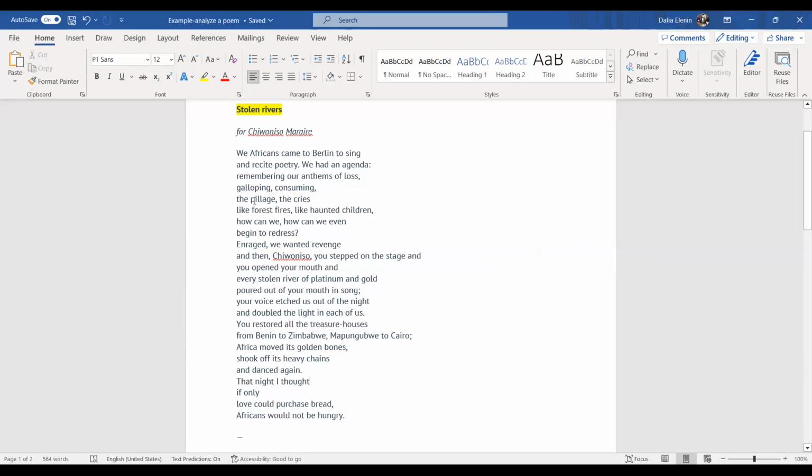So the writer is filled with sorrow. The writer is sad because of what happened to Africa and the African treasures and the African resources that were stolen. And the writer here concludes saying that that's his point of view. If only love could purchase bread, Africans would not be hungry. If there was more love than hatred, if there was more love than wanting to steal other people's richness, the people wouldn't be hungry.